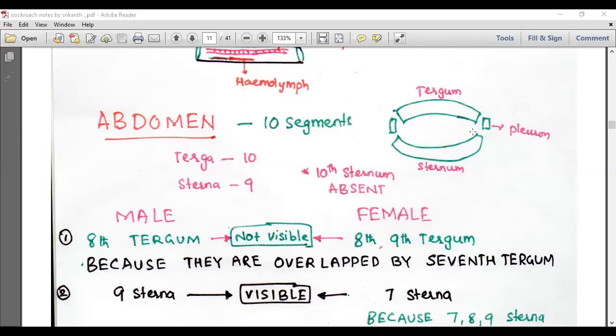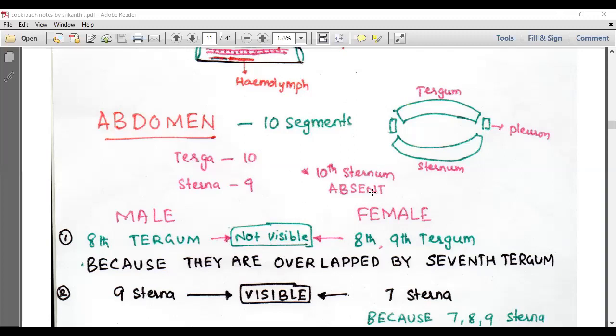So the dorsal sclerite plate, tergum, ventral sclerite plate, sternum, and lateral sclerite plate, pleuron, are applicable in the abdomen also, isn't it? So there are 10 segments in the abdomen. That means you will have to find 10 terga and 10 sternal plates in the abdomen, isn't it? But the 10th sternum is absent. That 10th segment doesn't have a sternum.